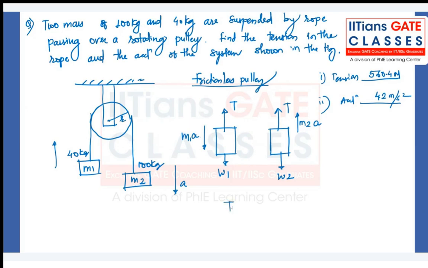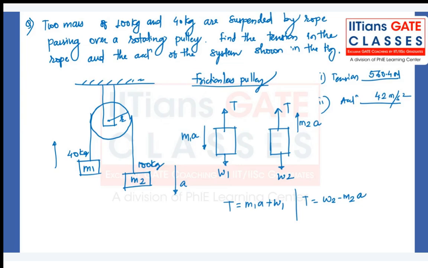Okay, tension can be written as M1A plus W1. And for this figure, how do we calculate the tension? Tension is equal to W2 minus M2A. Is it correct till this? Are you getting how I have written the equation? Just by looking at the arrows, you can say the tension will be equal to W1 plus M1A, and here the M2A is in the direction of tension, so that's why I'm subtracting it from W2.